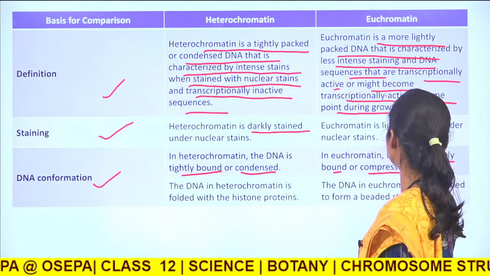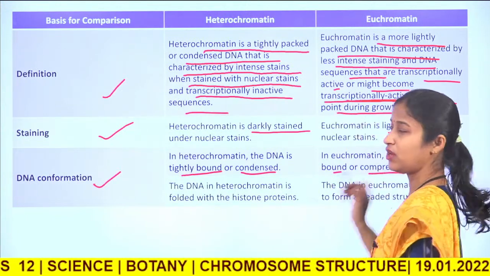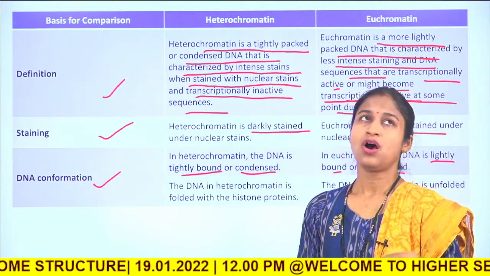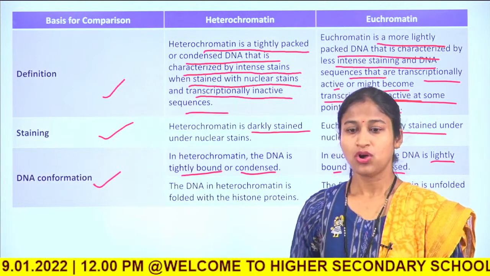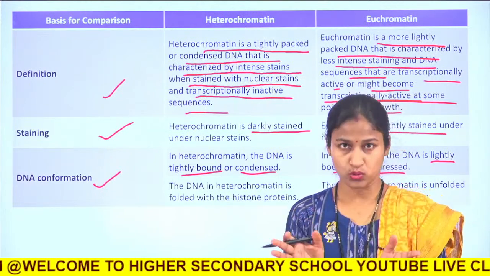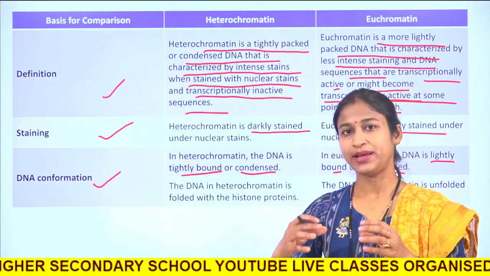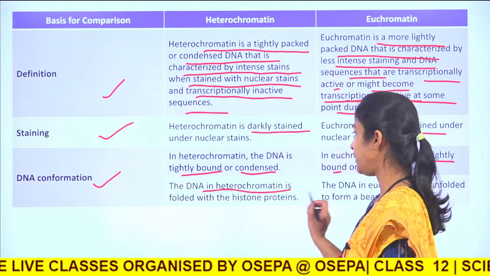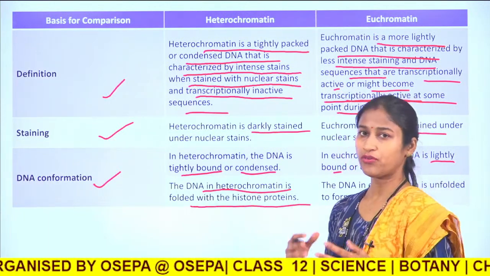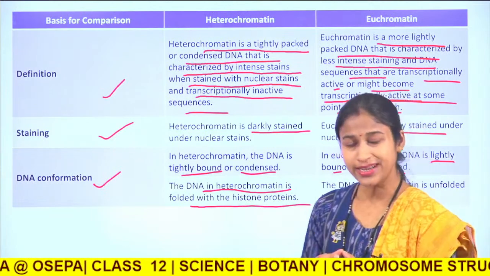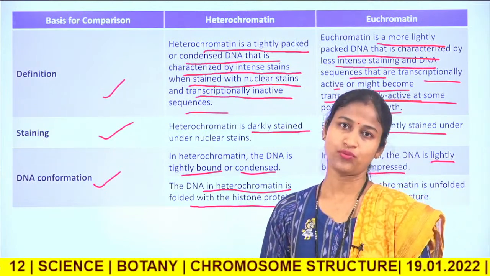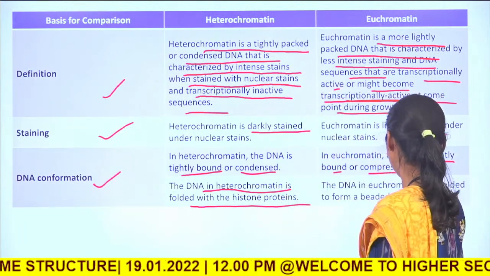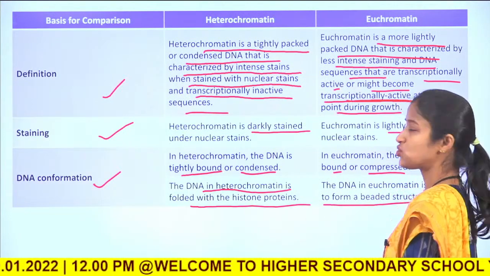Because these are the regions which are transcriptionally active. In order to have a transcriptionally active chromosome region, the DNA has to be exposed. That is why they are very lightly packed there. Next, the DNA in heterochromatin is folded with histone proteins. Obviously, as the packing is very much condensed, they are heavily folded with histone proteins. But in euchromatin, this kind of folding is not seen, rather it is unfolded to form a beaded structure.